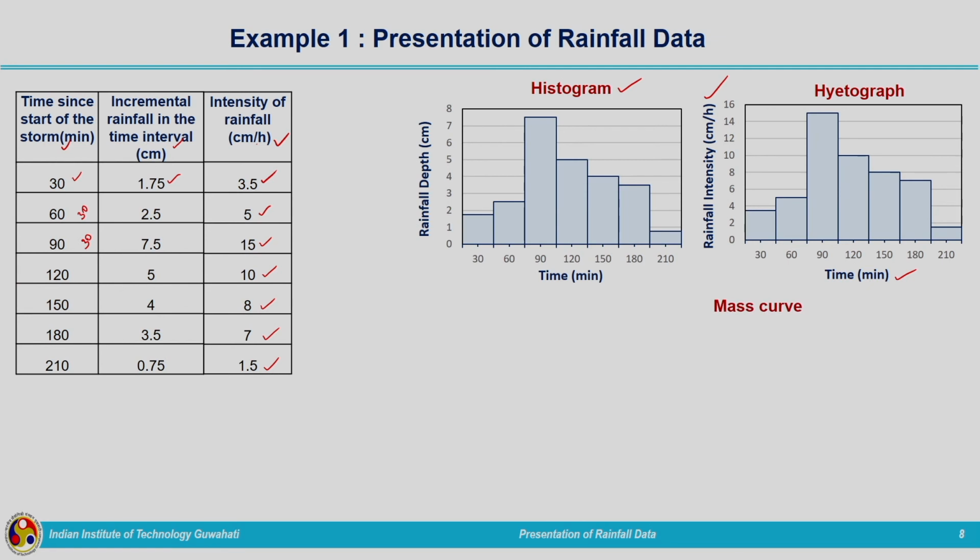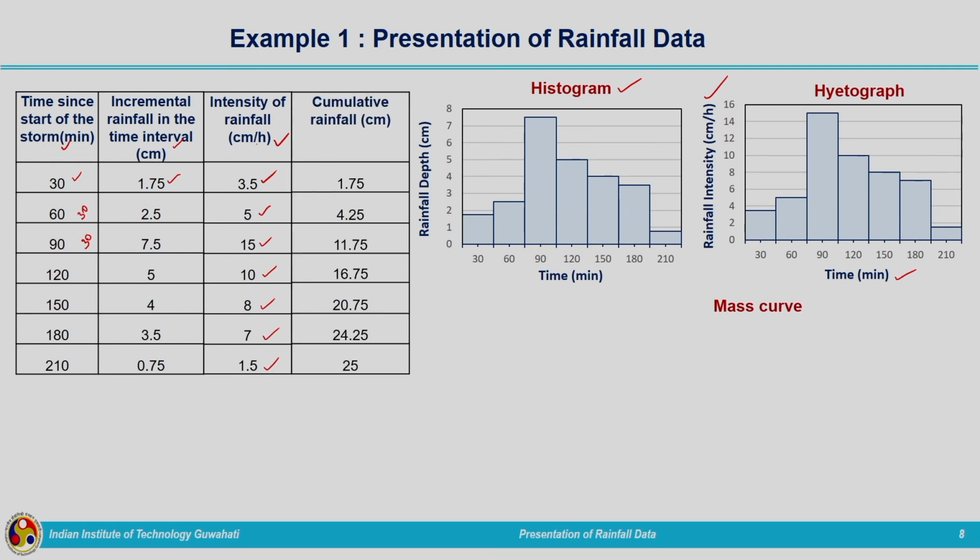So, we need to calculate the cumulative rainfall. Each and every incremental rainfall should be added up to get the cumulative rainfall up to that particular time. First, let us make the tabular column for plotting the mass curve. Initially, for the 30 minutes, it is 1.75 only. Now coming to 60 minutes, it is inclusive of the initial 30 minutes of rainfall and also that incremental rainfall. It is the sum of 1.75 and 2.5, which comes to 4.25 centimeters. In that way, the cumulative rainfall value will be calculated until we reach 210 minutes.